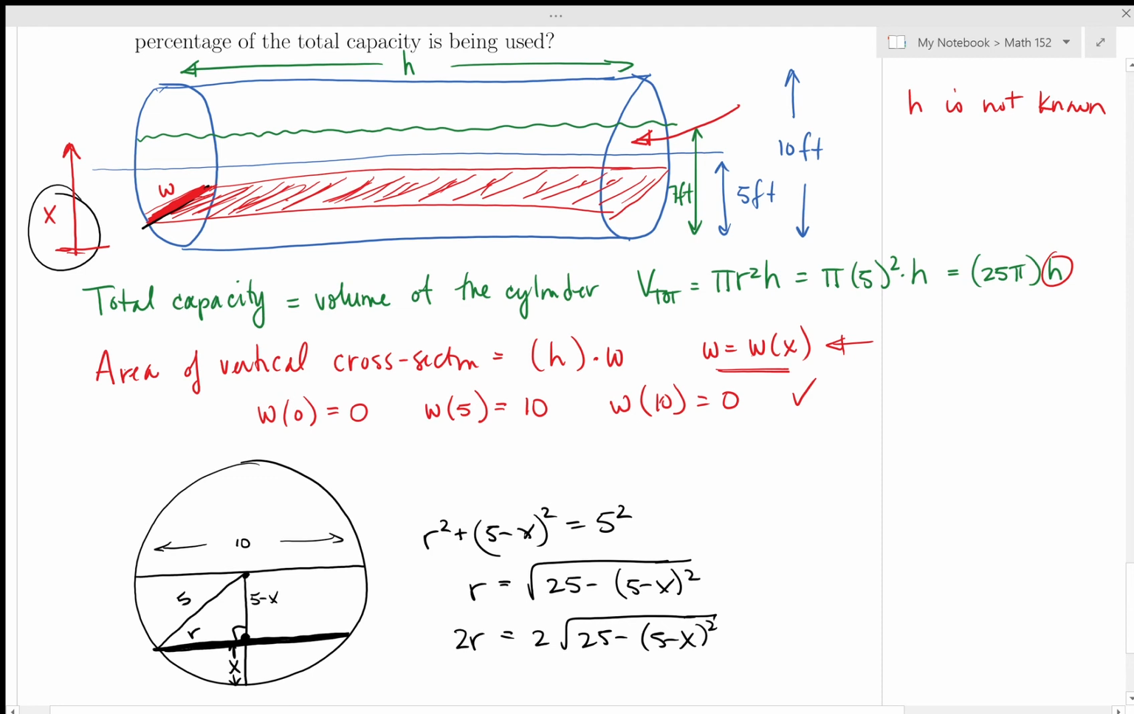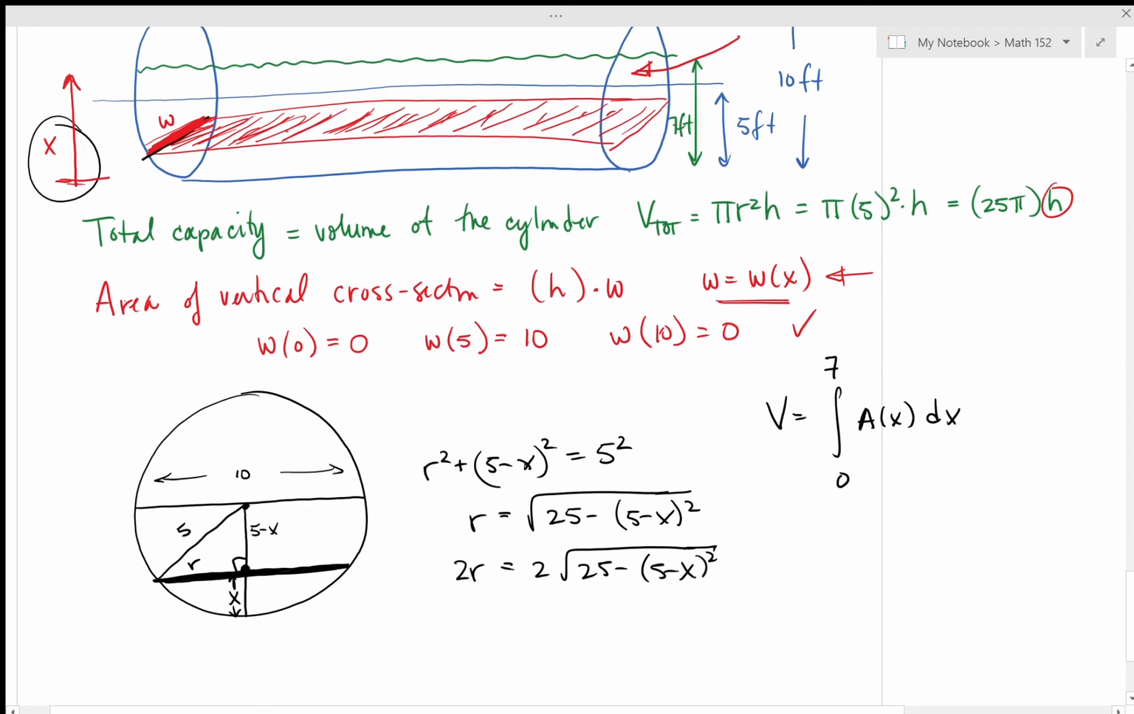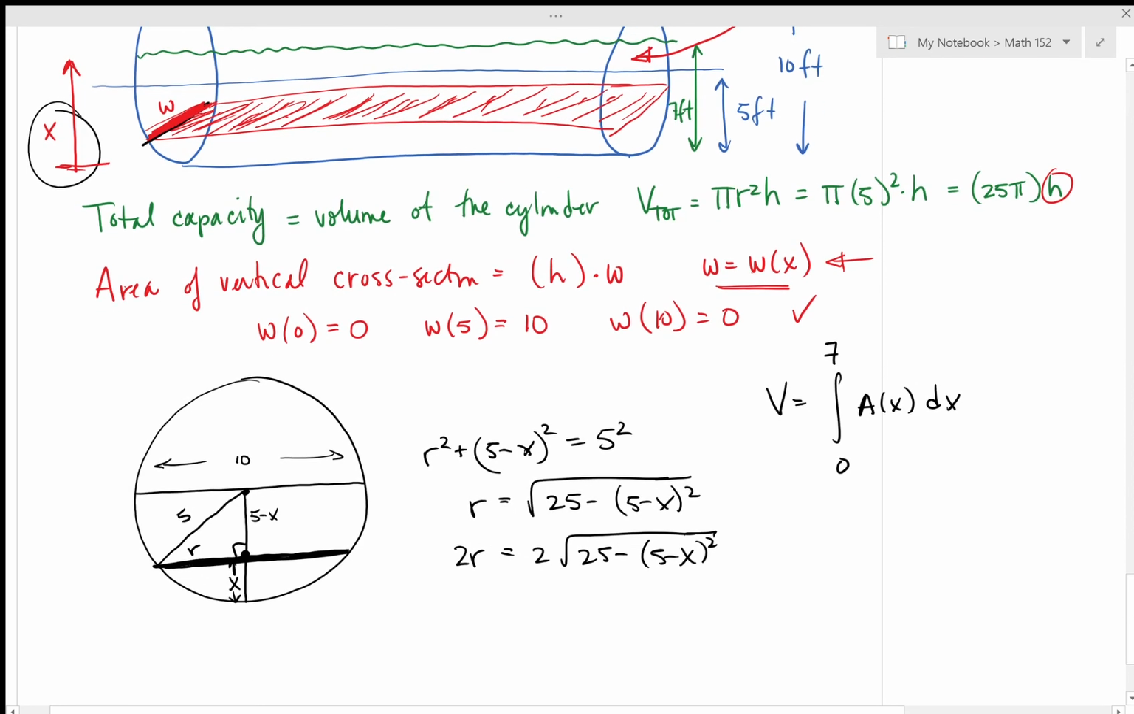So I'm now in a good position to set up the integral, and that is the volume that I'm trying to calculate. I'm going to integrate x going from 0 up to 7, because that is how high the water is in the tank. This is now calculating the volume of the water. I've got the total capacity of the cylinder already calculated. Now I want to calculate the volume of the water, and that is going to be integrating that area slice as I move up. I'm going to be adding together all of these rectangles. That is going to fill that area, and that will give me the volume.